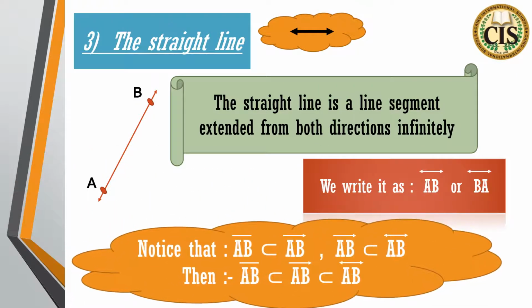Note that AB as a line segment is a subset of AB as a ray, and AB as a ray is a subset of AB as a straight line. Then the line segment AB is a subset of the ray AB, which is a subset of the straight line AB.